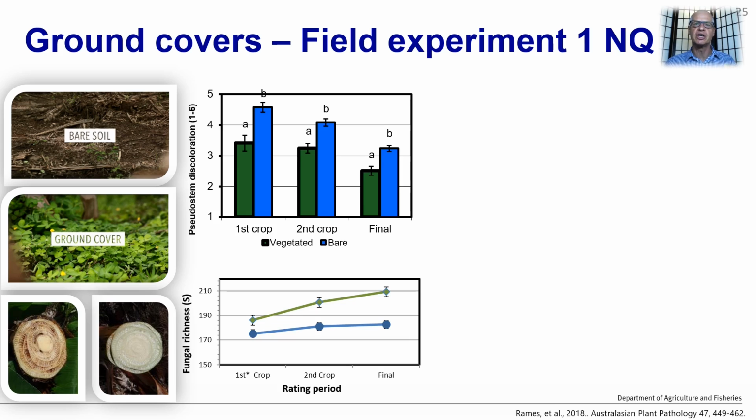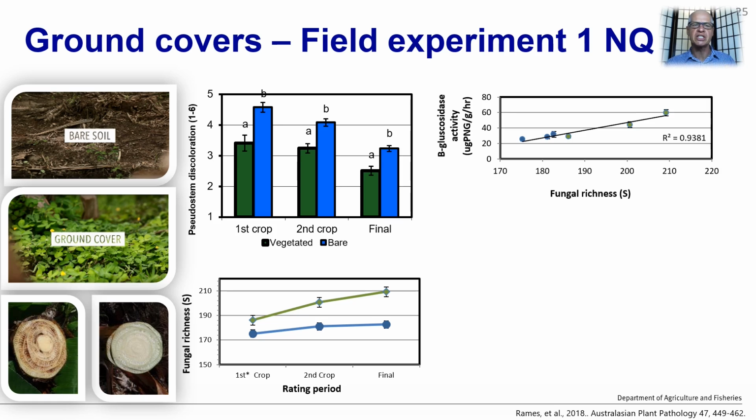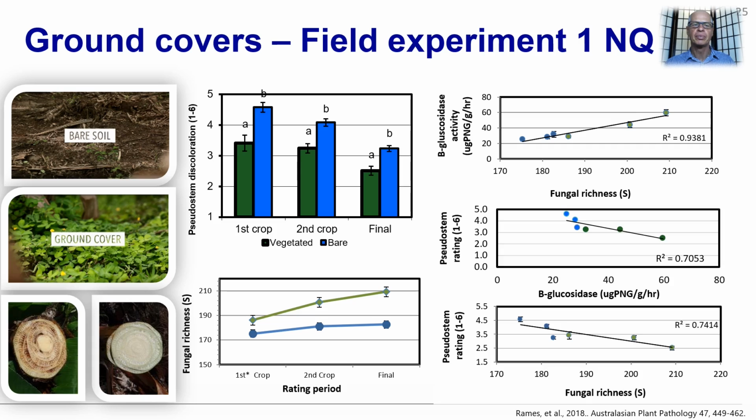Associated with the reduction in pseudostem discoloration was an increase in fungal richness under the vegetated ground cover treatment over that same period. Fungal richness was also found to be associated with activity of the enzyme beta-glucosidase, so that an increase in fungal richness was highly correlated with increasing beta-glucosidase. And both an increase in beta-glucosidase and fungal richness were strongly correlated with a decrease in pseudostem discoloration using a 1 to 6 scale.